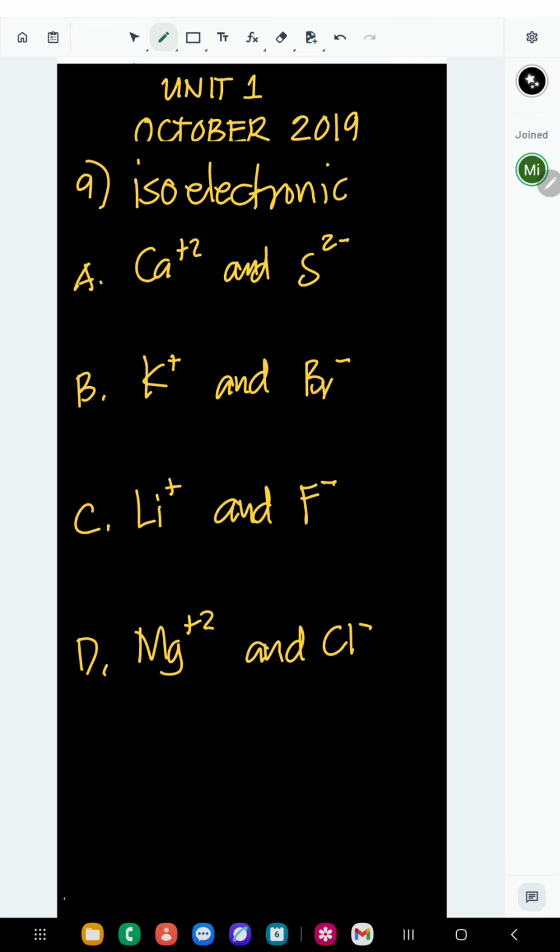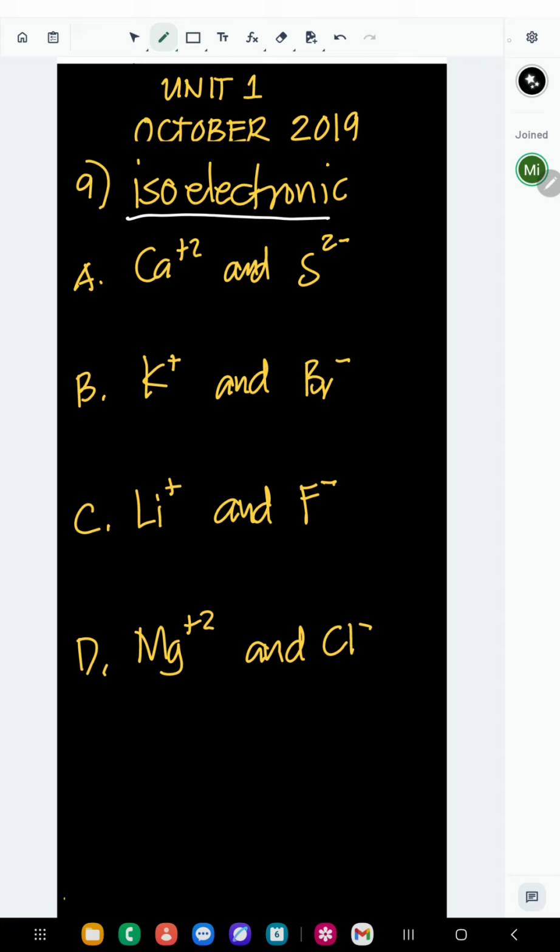But first, what is isoelectronic? So isoelectronic means having the same number of electrons. So let's check each pair in the choices here. So we have calcium ion plus 2. So we calculate the number of electrons here.